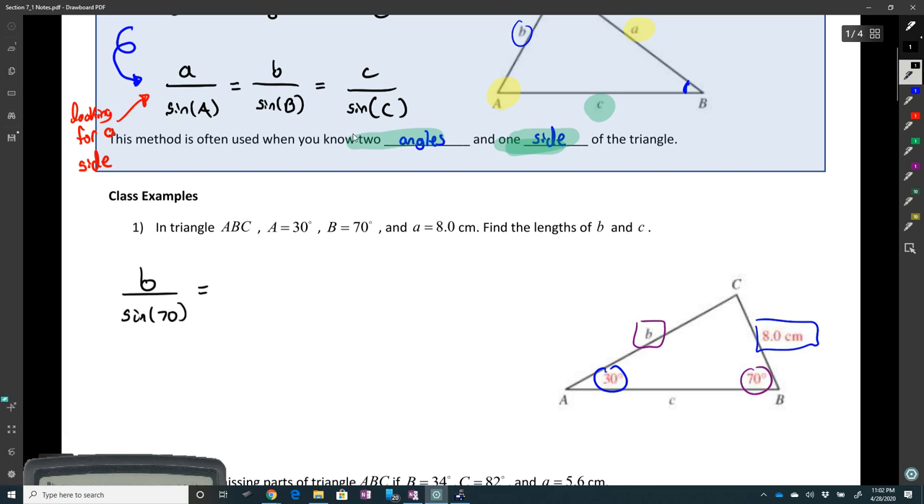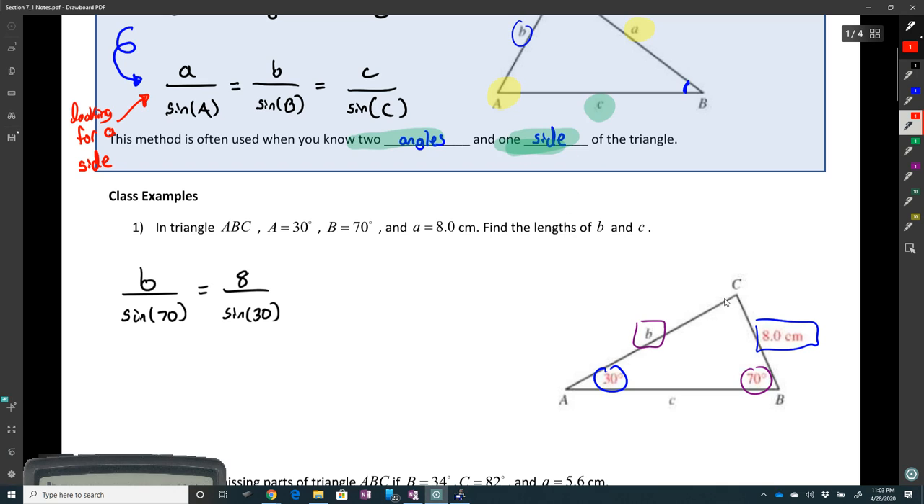Is equal to 8, that's the side, over sine of 30. Oh, wow. Big storm. If it gets really big, I'll pause it, and I'll record later.